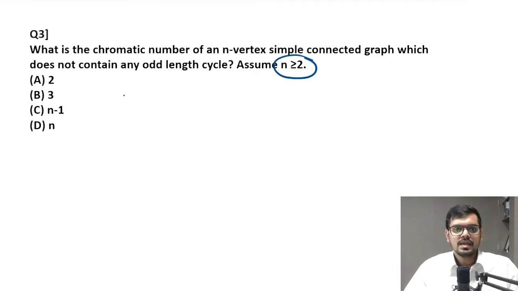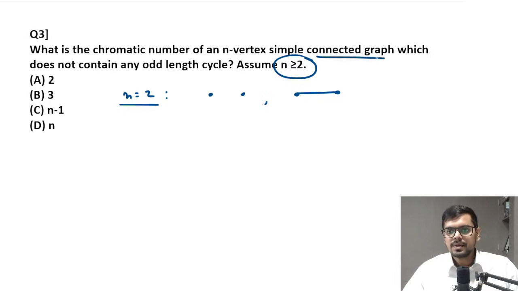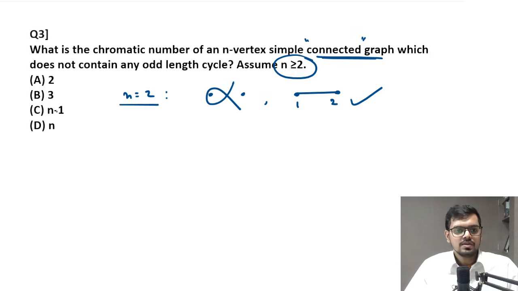So start with n is equal to 2. Now you will say, sir, we have two kinds of graph. One is this null graph and the other is this simple graph. But remember, they are saying simple connected graph. If it is connected, then this is not connected. This is not allowed. This is allowed. If this is allowed, 2 colors are needed to fill this graph. So when n is 2, we need 2 colors, not 3. So 2 options are gone.